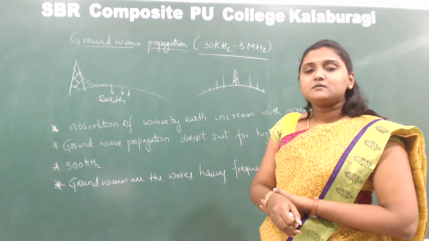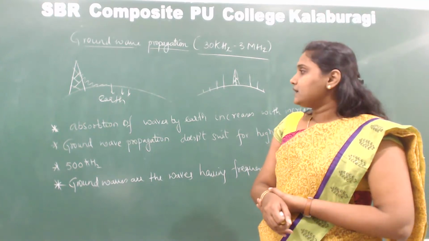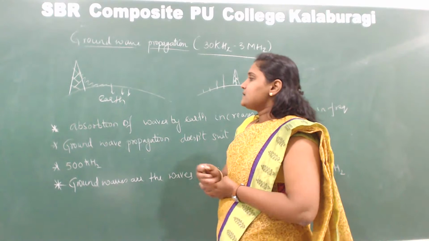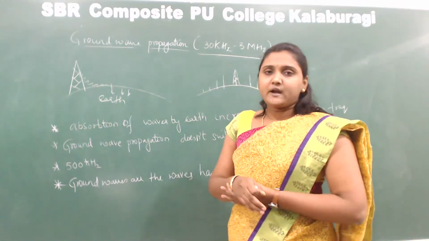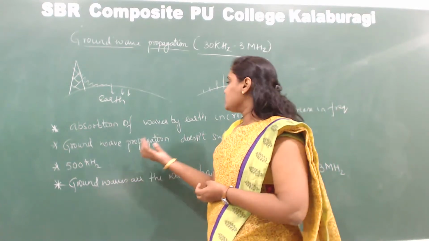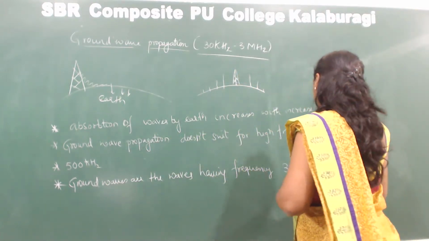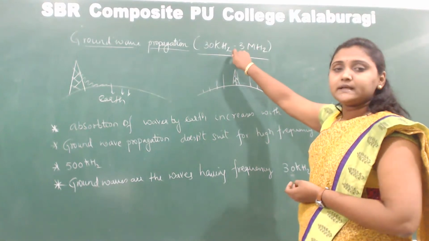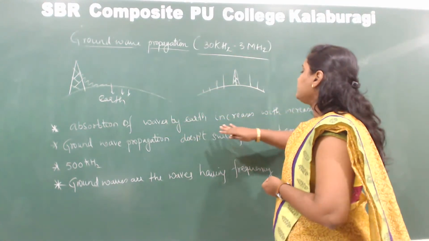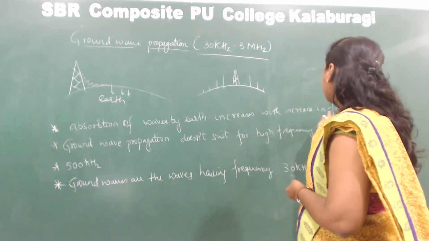Strength of the waves, otherwise the signal keeps on degrading or reducing, right? So this is one of the restrictions for the ground waves. The ground wave propagation we can use between the frequency range of 30 kilohertz to 3 megahertz, and absorption of the waves by the earth increases with increase in the frequency.